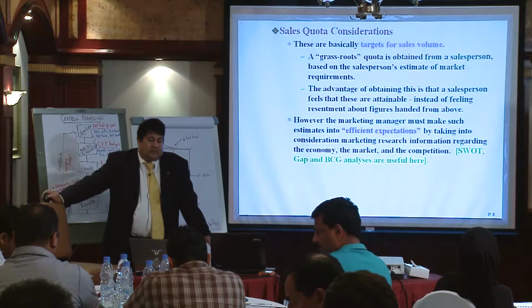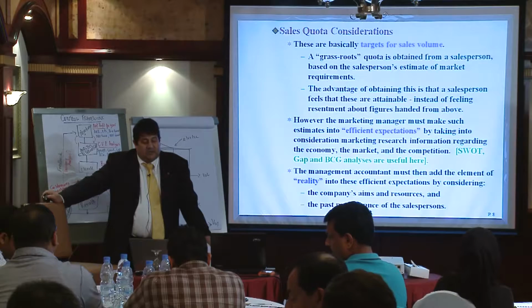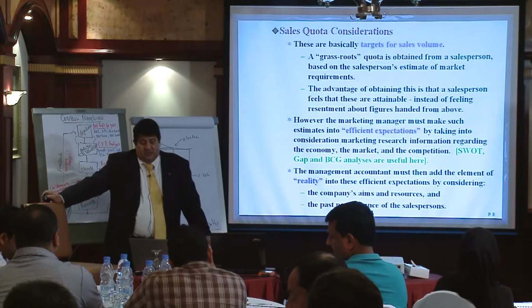Okay. Then what does the accountant do? Puts a bit of reality into the numbers by looking at the company's aims and resources and the past performance of salespersons. So let's see how the number changes.